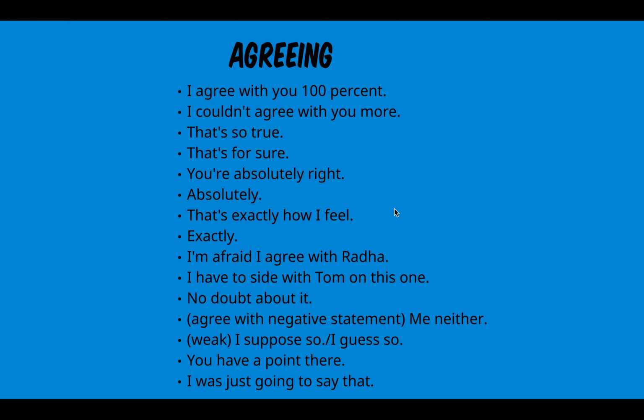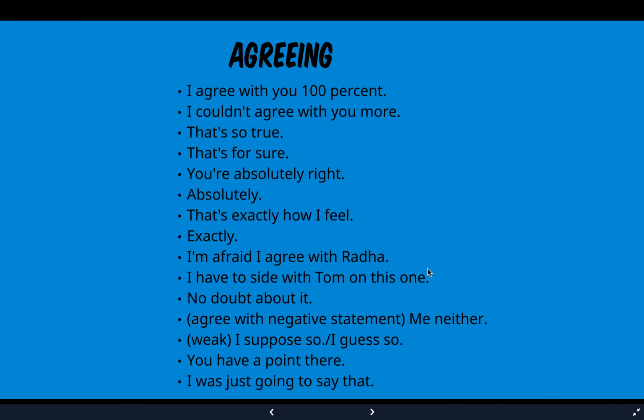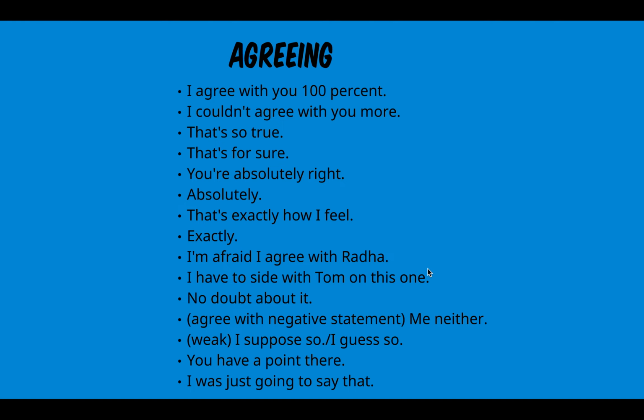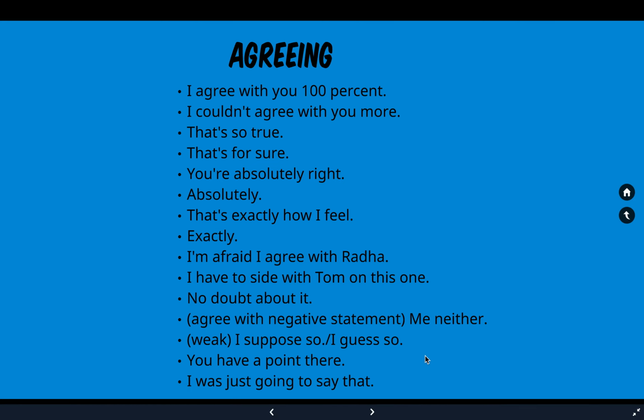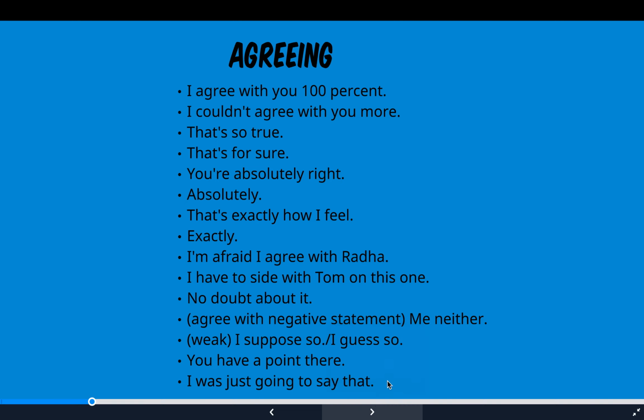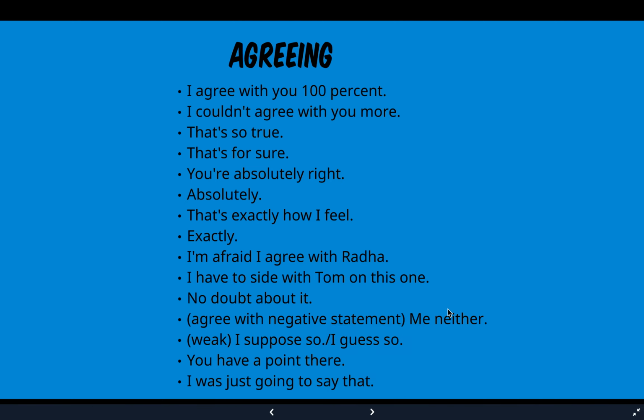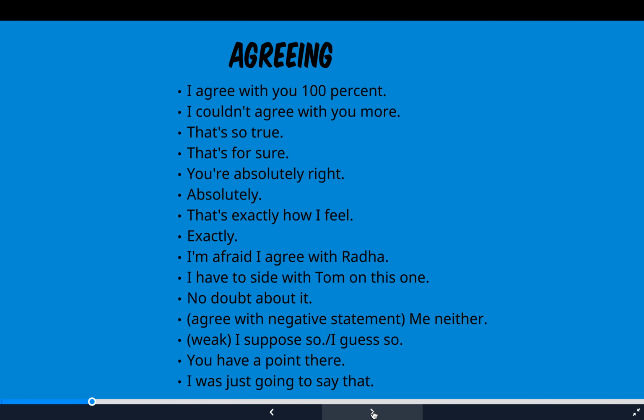So these are some of the expressions, some of the sentences that you can use to show your agreement with someone. Now we can go to the next one, that is disagreement. All the time you are not going to agree with someone; sometimes you have to show your disagreement. How can you say that?